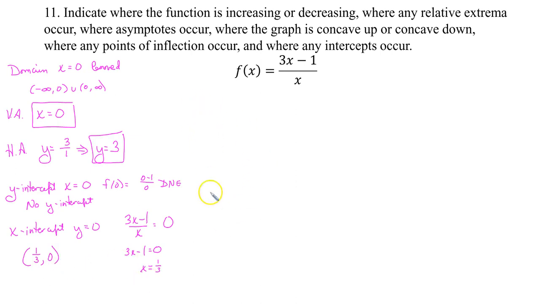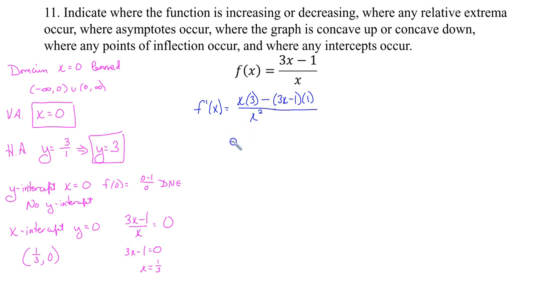Okay. All right, so the next thing we're going to do is to talk about the first derivative of this function. So our first derivative is going to be, once again, I'm going to go ahead and use that quotient rule. So it's the denominator squared of the original function. So the bottom times the derivative of the top, which is going to be 3, minus the top function times the derivative of the bottom function, which is going to be 1.